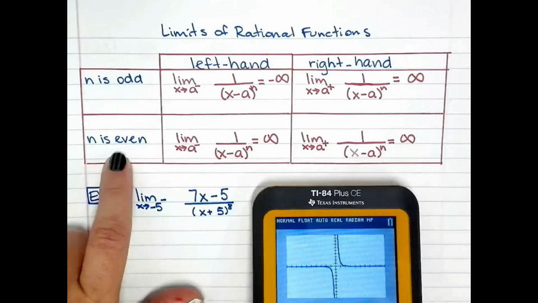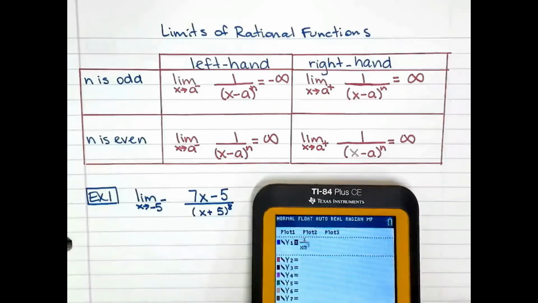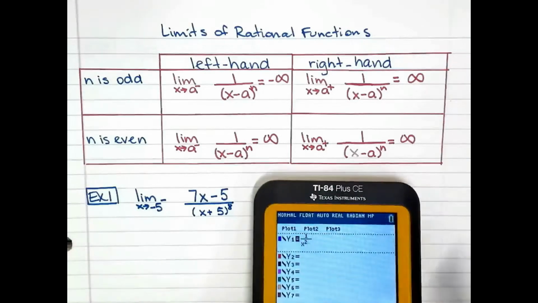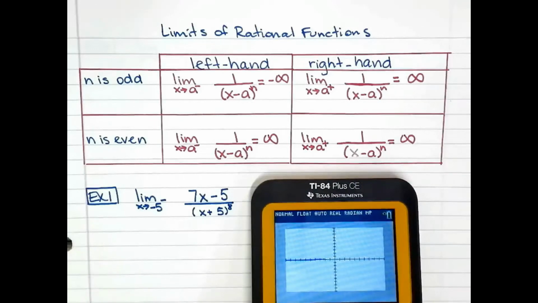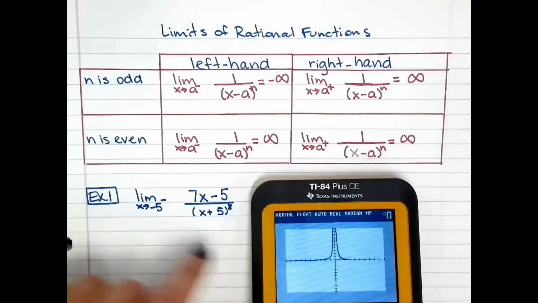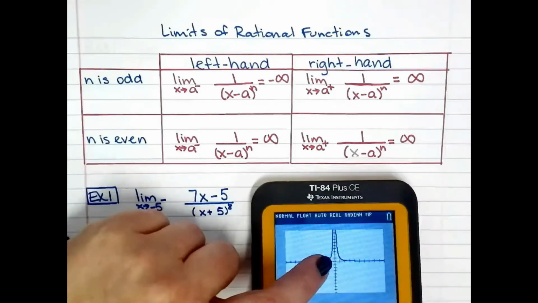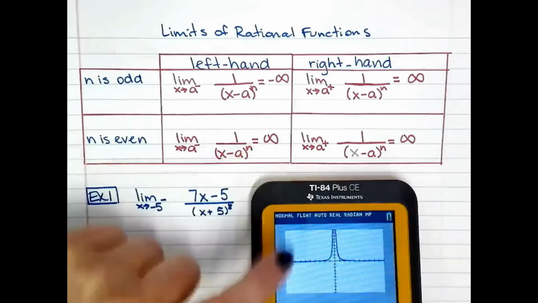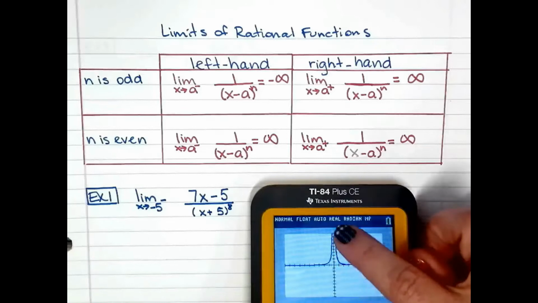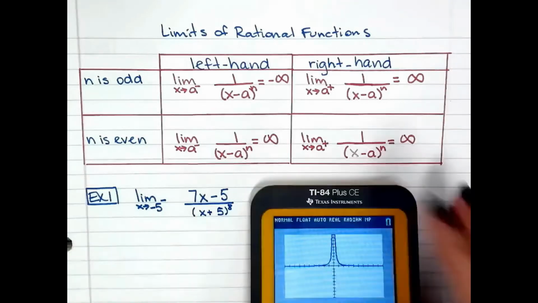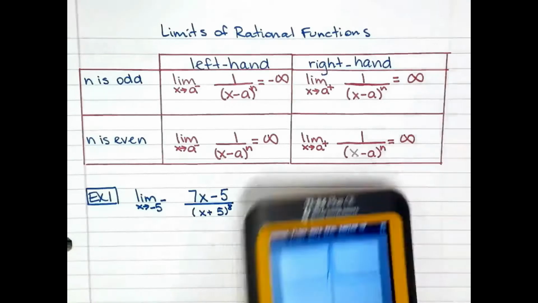Now, what if the exponent is even? I will go ahead and change that to just squared, so we can see the difference on the graph and what it looks like. Approaching from the left, it approaches the vertical asymptote toward infinity. And it doesn't matter if it's approaching from the left or from the right. In either case, it's going toward infinity. That's where the chart comes from.